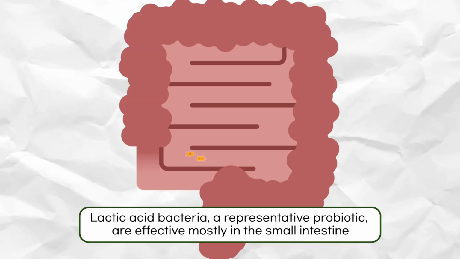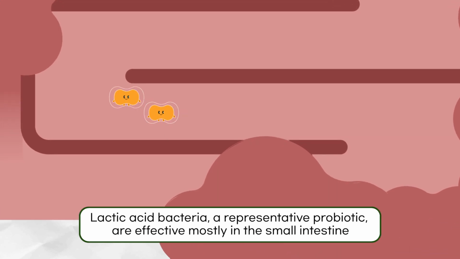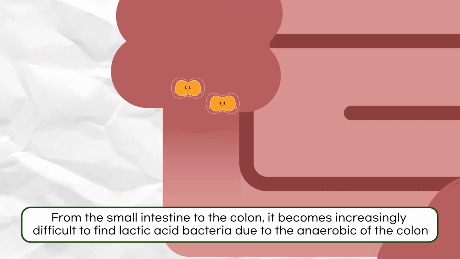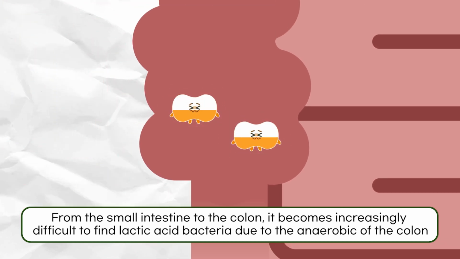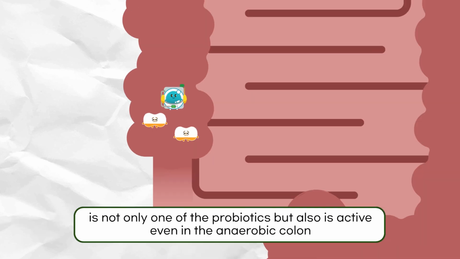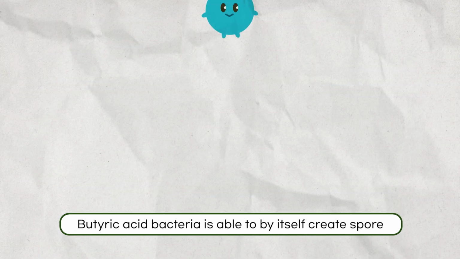Lactic acid bacteria, a representative probiotic, are effective mostly in the small intestine. From the small intestine to the colon, it becomes increasingly difficult to find lactic acid bacteria due to the anaerobic environment of the colon. On the other hand, butyric acid bacteria, a strictly anaerobic strain, is not only one of the probiotics, but also is active even in the anaerobic colon.